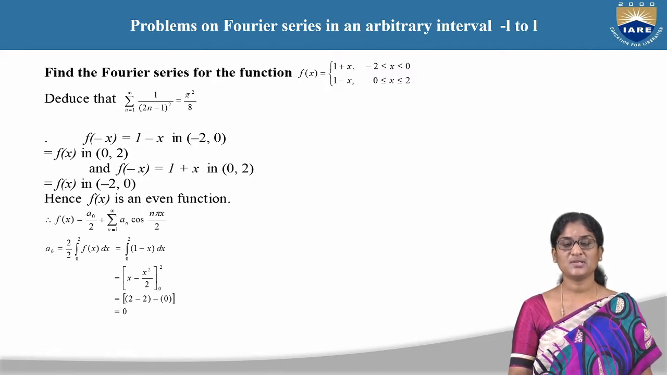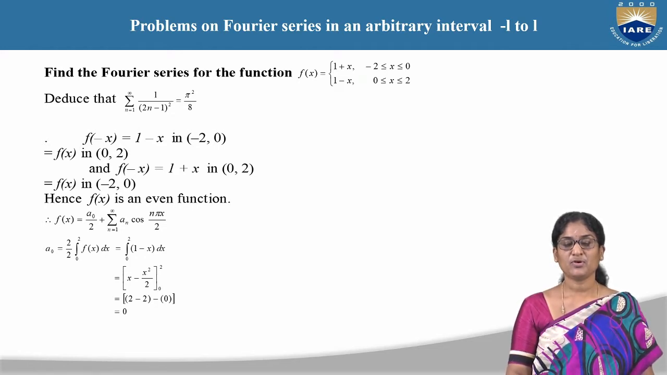Find the Fourier series for the function f of x is equal to 1 plus x in the interval minus 2 less than or equal to x less than or equal to 0, and 1 minus x for 0 less than or equal to x less than or equal to 2. And with the help of this, we need to deduce that the summation n from 1 to infinity 1 by (2n minus 1) whole square is equal to pi square by 8.